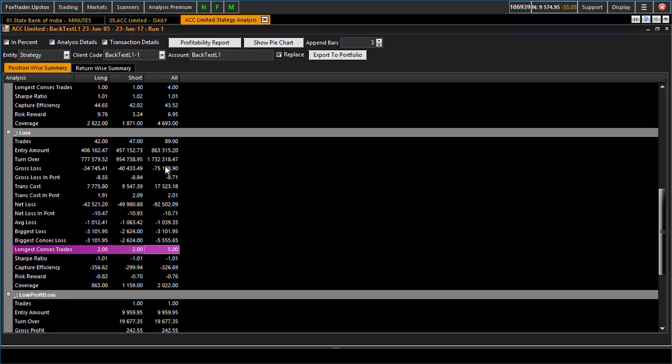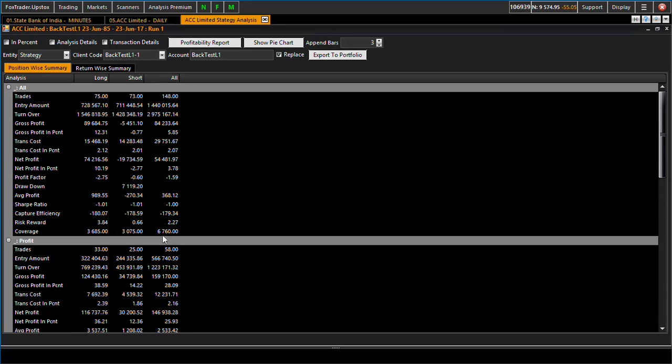Then we have loss trades figure. So 89 trades were loss making. Out of that, this much was long, this much was short. So again, its own analysis. So this is the summarized view that you will get.